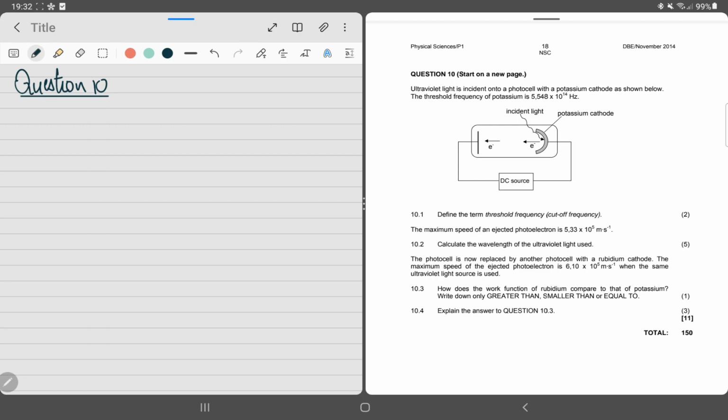Ultraviolet light is incident onto a photocell with a potassium cathode as shown below. The threshold frequency of potassium is 5.548 times 10 to the exponent of 14 Hertz. Define the term threshold frequency. So this is the minimum frequency that is required in order for electrons to be ejected from a metal surface.